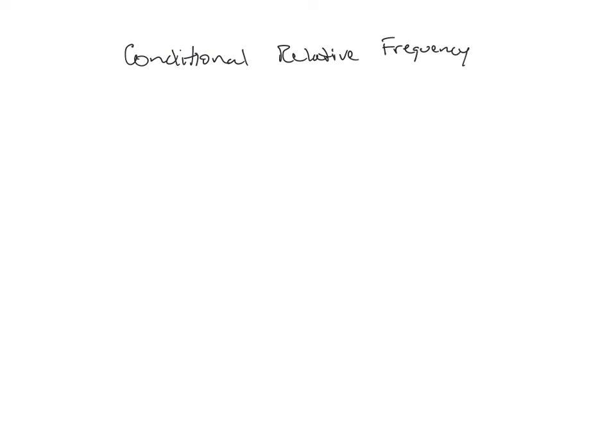And I'll read you what it says in the book, and then we'll interpret it a little bit differently. But it's the ratio of the joint frequency to the marginal frequency. Okay, it's the ratio of the joint to the marginal.